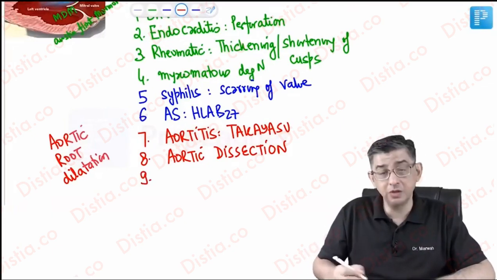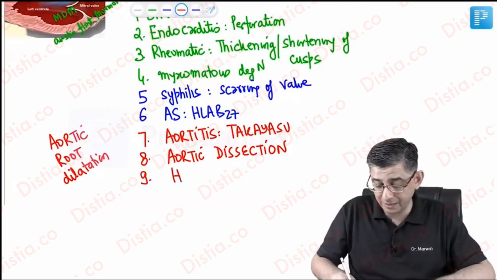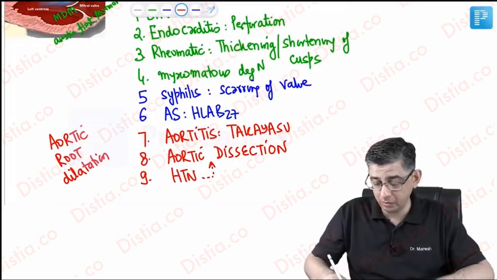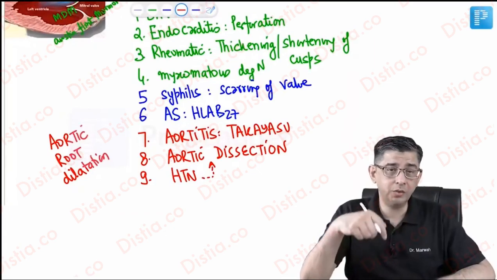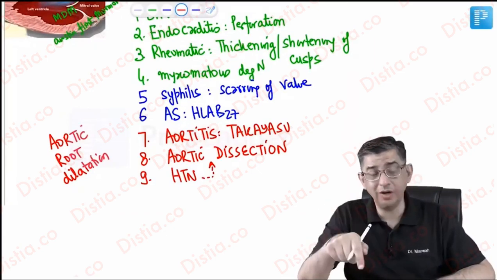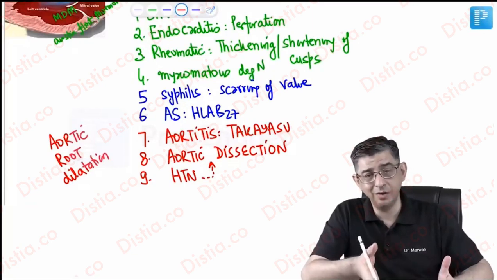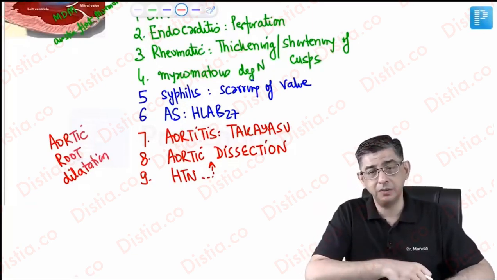One of the very important causes for aortic dissection, in fact this is itself an MCQ, what causes aortic dissection? Majority of cases it is uncontrolled hypertension. So today I'm teaching you that not only hypertension will cause an aortic dissection, but it can even cause an aortic root dilatation if it is uncontrolled, and therefore AR will occur in the patient.